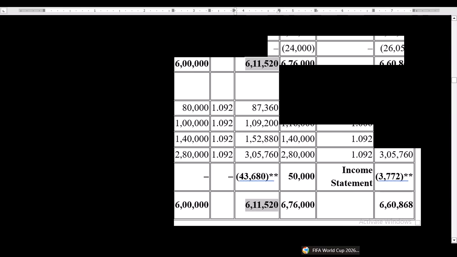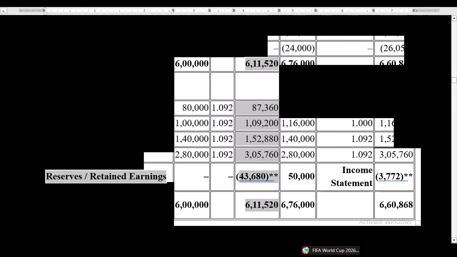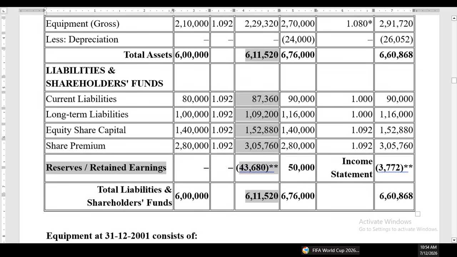6,11,520 minus all of these. The difference is 43,680. This is the reserves and surplus or retained earnings, the remaining balance. Done. Any doubt? Okay.